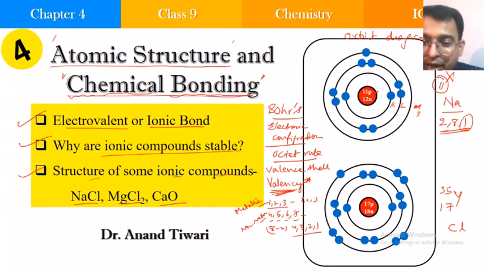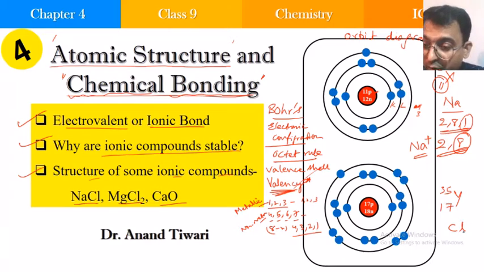So what will happen if there is only one electron in the outermost shell, in the valency shell? It is going to lose the electron. So what electronic configuration will it attain after losing? 2, 8. Now it is an octet, right? It is gaining an octet configuration. So it will become Na plus because it lost an electron.